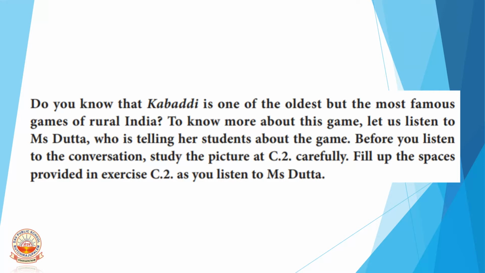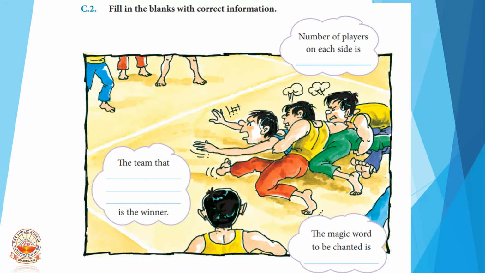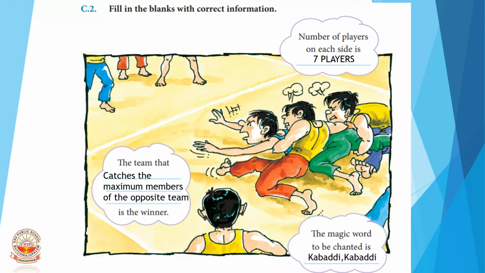The conversation will be given on the next page. Now, let us go to this lesson. Fill in the blanks with correct information. So this is based on the Kabaddi game. Number of players on each side is how many players? There are 7 players. The team that catches the maximum members of the opposite team is the winner. The magic word to be chanted is Kabaddi Kabaddi.